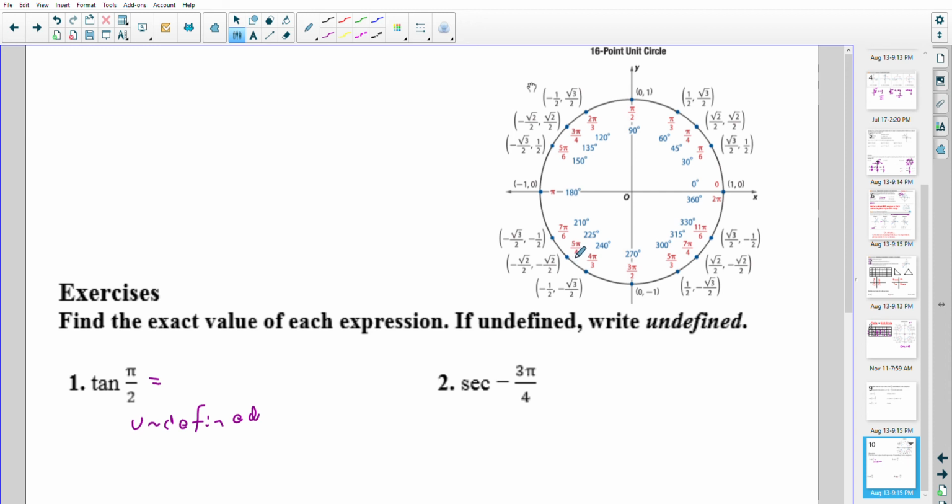If I'm looking at secant, I really want to think, okay, what is the cosine? The cosine is this right here. So the secant is flipping that, and it's going to be negative 2 over square root of 2. Now that's not in the best form because there's a radical in the bottom. So I can multiply the top and the bottom by square root of 2 over 2. This becomes negative 2 square roots of 2 over 2. The 2's divide out, leaving negative square root of 2.